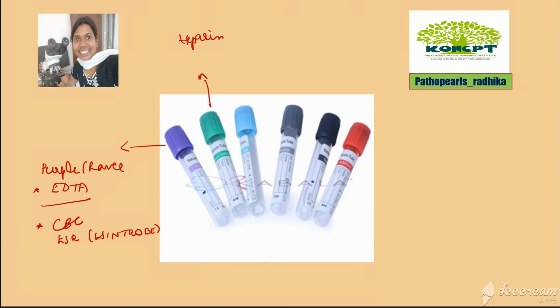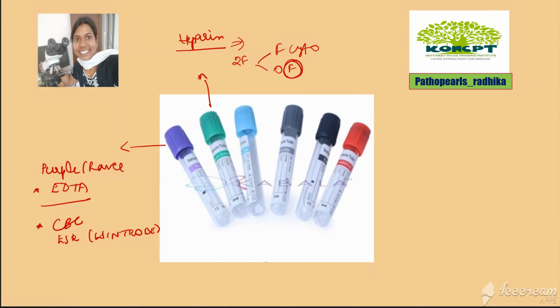Next is this heparin tube, which is green in color. So heparin, you use it for two conditions. You remember two F's. One is flow cytometry and another one is osmotic fragility.